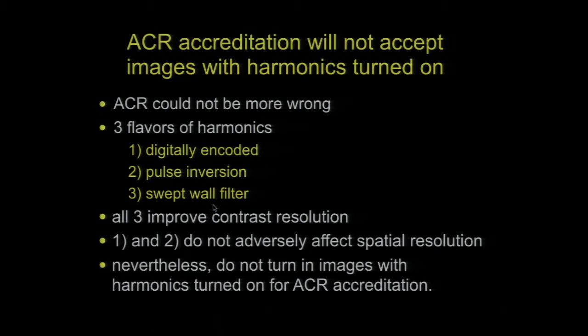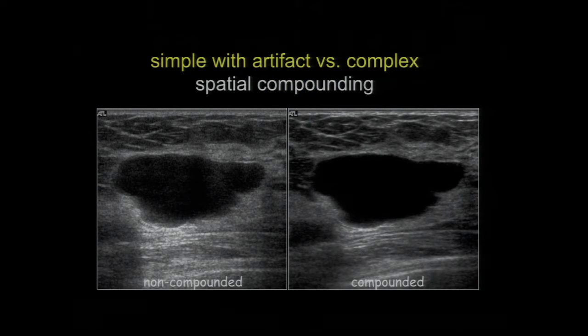Whoever's refusing to accredit institutions because they have harmonics on should be fired, but it's not going to happen. So for heaven's sakes, don't submit an image to the idiotic ACR commission with harmonics on because they won't accept it. They don't know physics at all, I'm sorry. It's my organization. In general, it does more good than harm, but sometimes they just don't get it right.